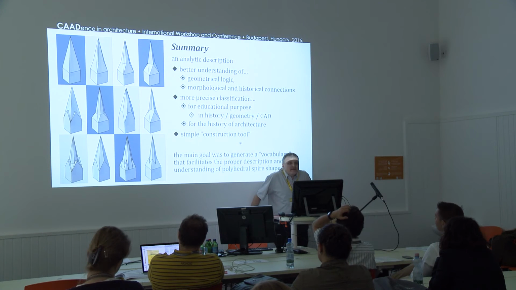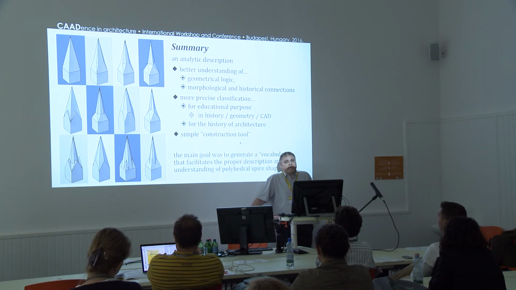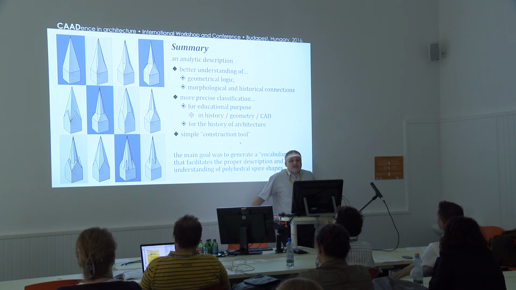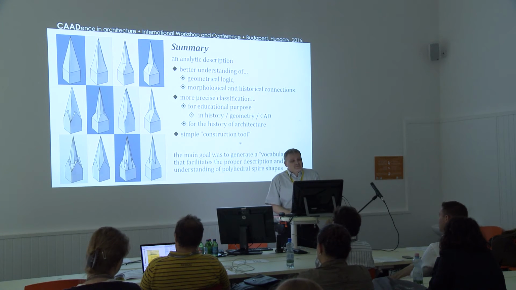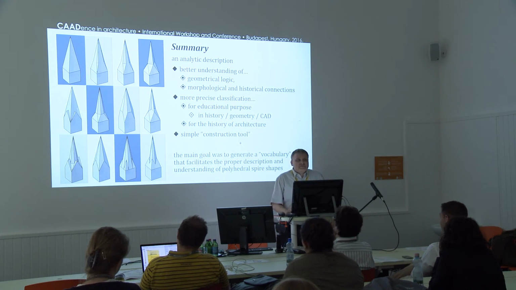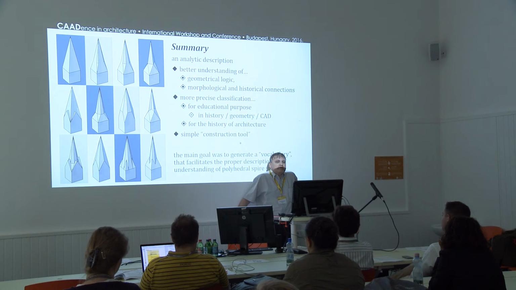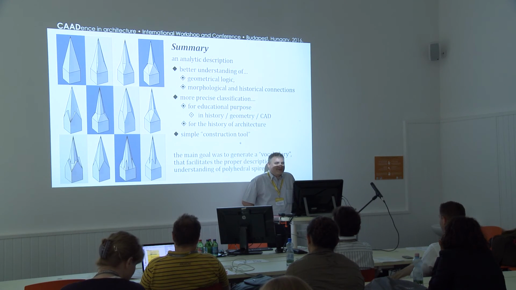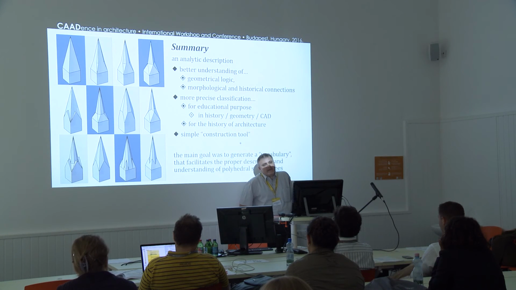So, a short summary. This analytic description I propose, I think, can help the better understanding of the geometrical logic and the morphological and historical connections. So if you have words to describe these specific attributes of the spire shapes, you can describe that a given shape is often used in a specific region of the world. The same way, the more precise classification can be used either for educational purpose, also for the history of architecture, but I think, as we have done, it is useful in geometry and CAD.